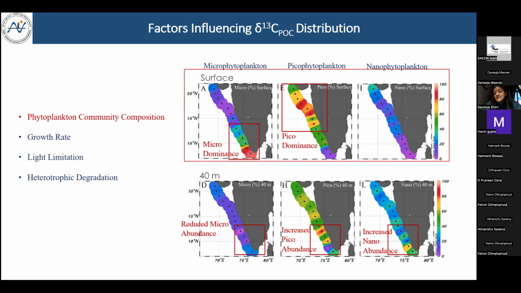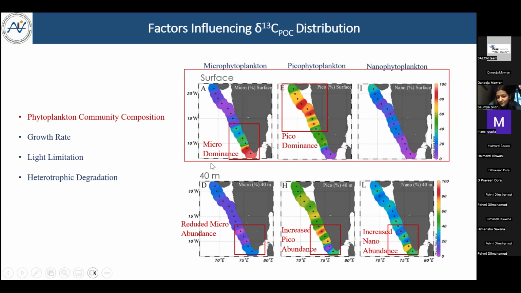And it has been seen in a lot of lab studies that there is a significant difference in the isotopic signature of these large and small phytoplankton. The larger phytoplankton, particularly diatoms, tend to have the IA form of Rubisco, which fractionates less and hence would lead to higher delta 13C POC values, whereas the smaller phytoplankton have the ID form of Rubisco, which tends to fractionate more and could be one of the reasons why we see lower delta 13C POC values at the northern stations.